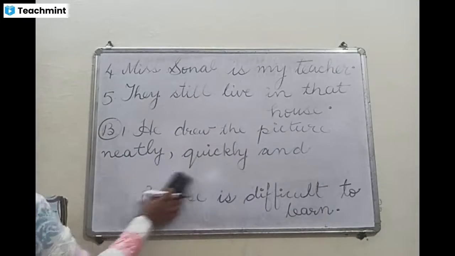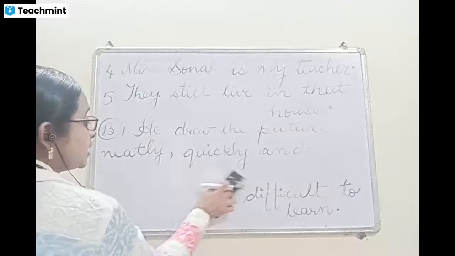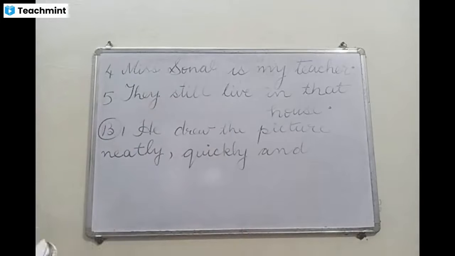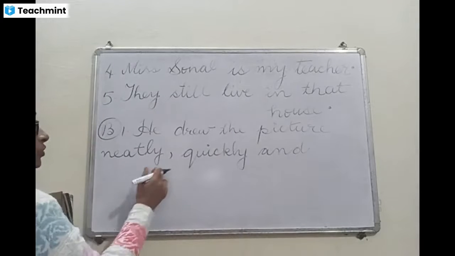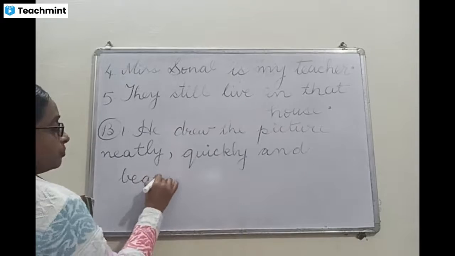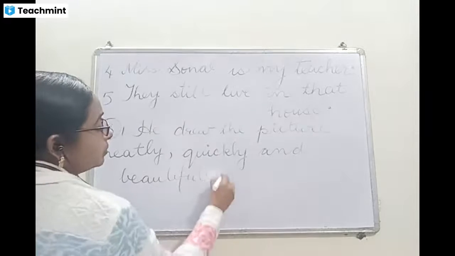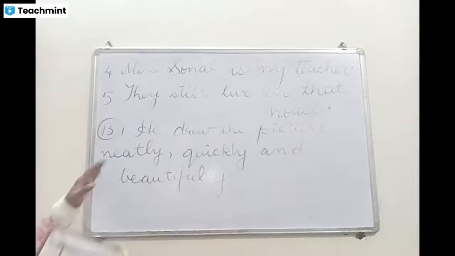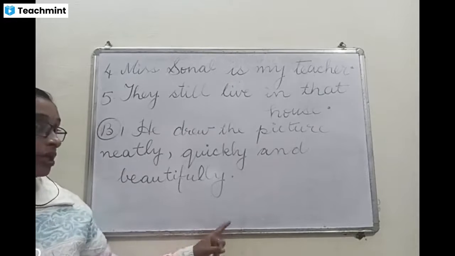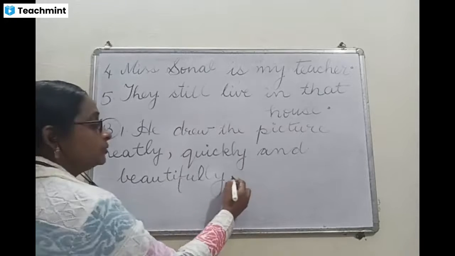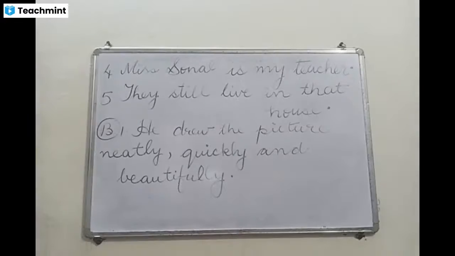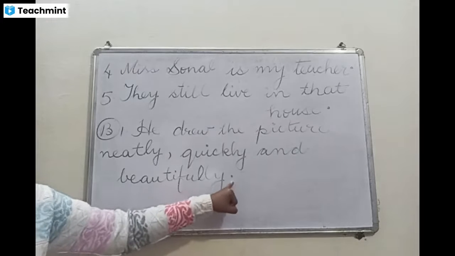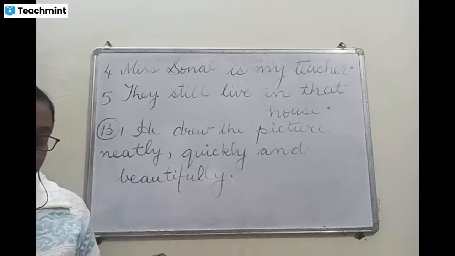He drew the picture neatly. Neatly means his picture was very nice, very neat. Quickly, he drew very fast. And beautifully. After neatly put a comma, okay? And beautifully, then put a full stop. After beautifully, full stop. He drew the picture neatly, quickly, and beautifully. Okay. Now, after writing this, last you have to put the full stop. Now, second one, number two.